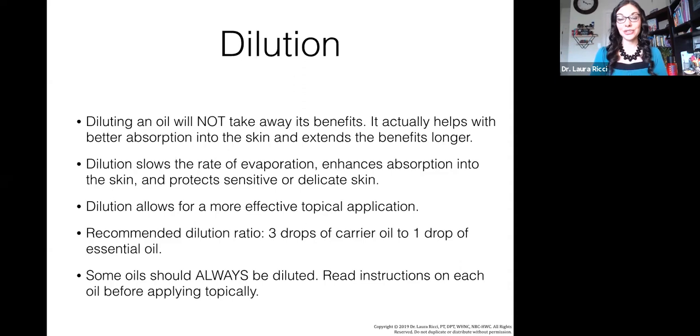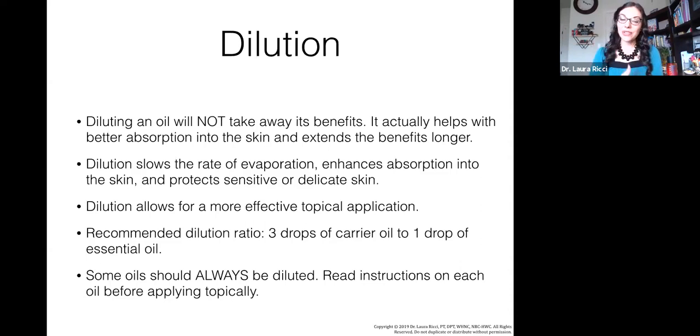What it's actually going to do is help with better absorption into the skin, and you're going to get extended benefits for longer. So I want you to start diluting your essential oils. I want you to start experimenting with that and noticing how your body feels. And dilution slows the rate of evaporation, and it enhances that absorption. So often when we think of dilution, maybe in chemistry, we think of making something weaker. And what I want you to think about with the essential oils is you're actually getting maximum absorption. You're actually helping to support your body in some really powerful ways with diluting the oil.